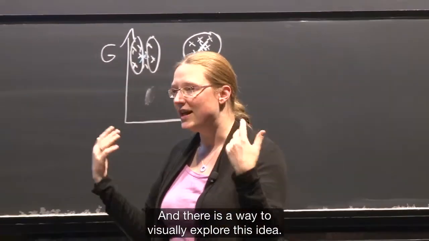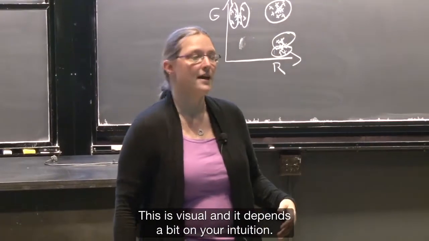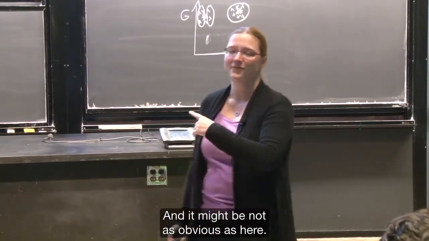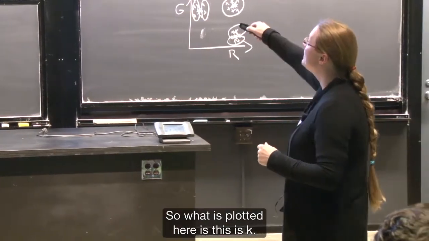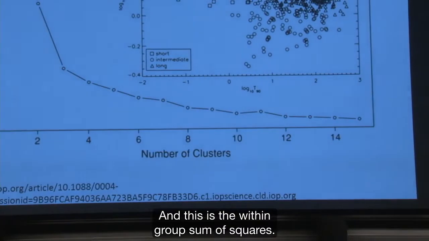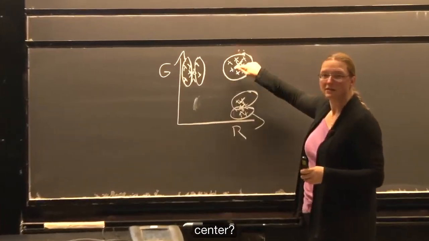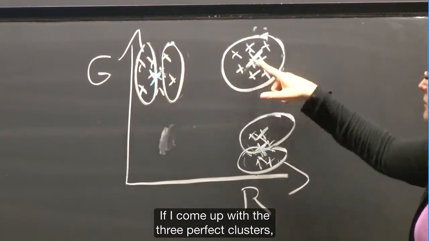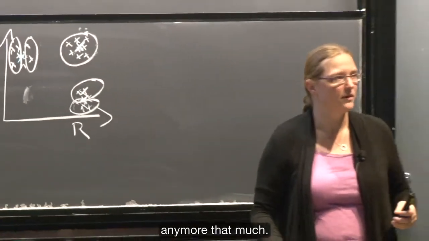And there is a way to visually explore this idea that is called the knee or elbow method. This is visual, and it depends mostly completely on your intuition, and it might not be as obvious as here. But sometimes you can plot this and say, well, here's my k. This is what I'm going to use. So what is plotted here is, this is k, the number of clusters used, and this is the within group sum of squares. The sum of squares here means the distance from all the points to their closest center. If I only have one center point, then this distance is very large. If I come up with the 3 perfect clusters, this distance is significantly reduced. If I increase it to 5, it doesn't reduce the distance that much anymore.